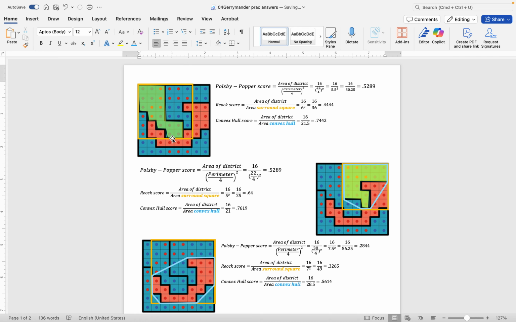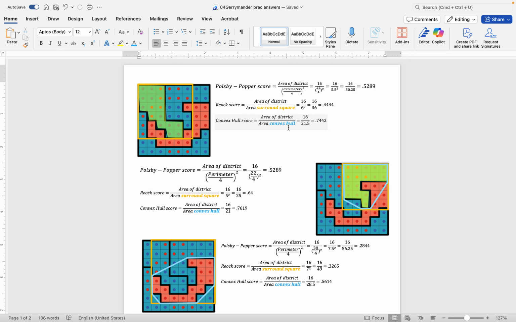You can see it touches exactly at the top and bottom. There's a little extra in the side to side, but that's okay. We do need to keep it a square though, and this square is 6 by 6. So that's why we put 6 squared in the bottom of this formula here, and that becomes 36 when we square it, and then 16 divided by 36, and there's our final Reock score of 0.4444.